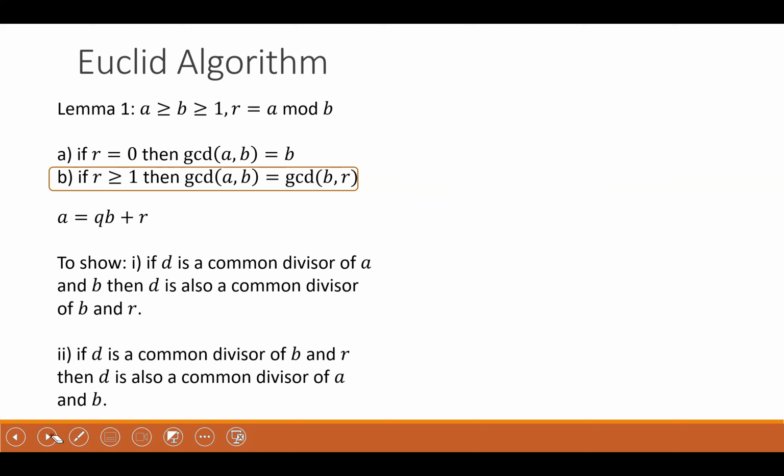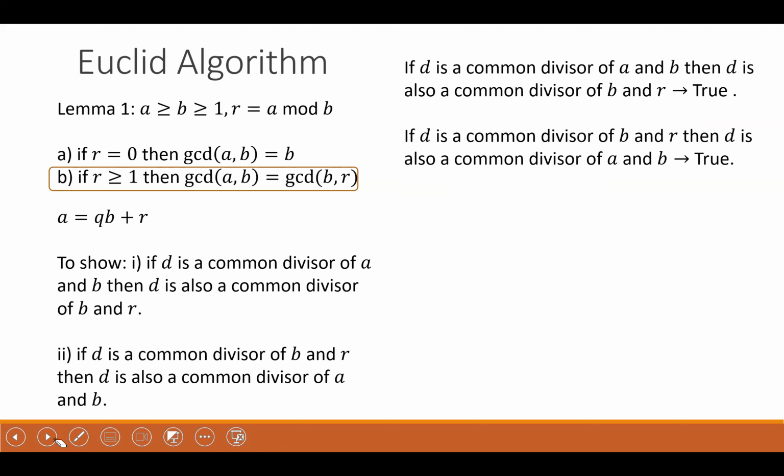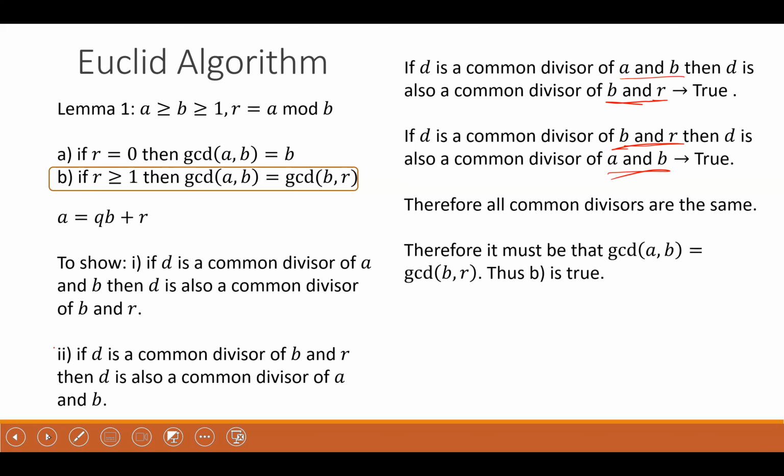All right. So we have our bijection. If D is a common divisor of A and B, then it's also a common divisor of B and R. And if it's a common divisor of B and R, that's also a common divisor of A and B. So all the common divisors are the same. So that means the greatest common divisor of A and B is equal to the greatest common divisor of B and R. Thus, we've shown that this is true. All right.